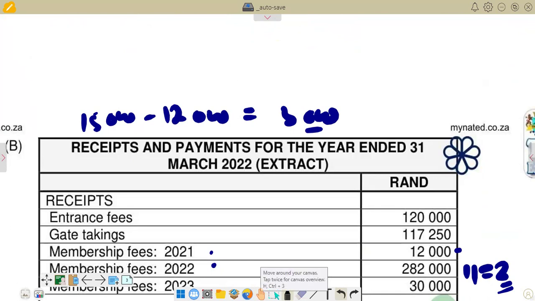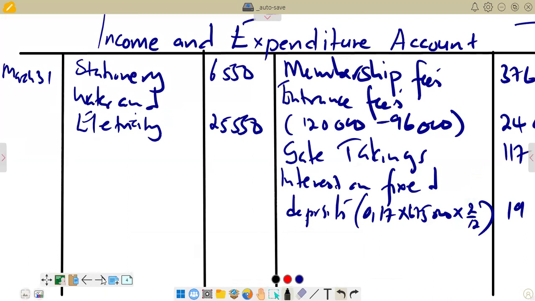Go there. It's an expense which is supposed to be on the debit side. So here we are saying credit losses. These are membership fees written off. We put an amount of 3,000. So this is what we have.